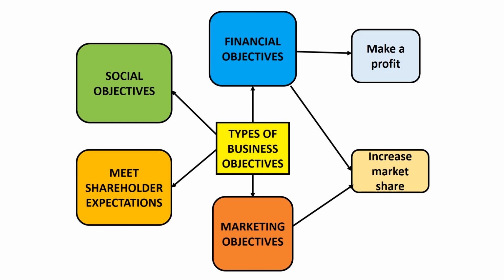The third type of business objectives relate to meeting shareholder expectations. You'll recall that shareholders are the owners of a company, and it's very important for a company to keep its shareholders happy. This is because one important way in which a company raises money is through selling its shares to shareholders. If the shareholders of a company are dissatisfied with the company for some reason, then they won't buy shares in the company, and so the company won't be able to raise money in this way.